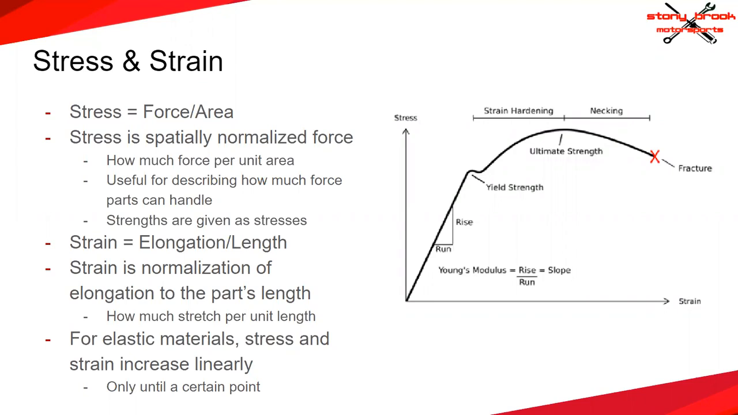Similarly, you also have something called strain, which is the amount of elongation relative to the length. Kind of similar to stress, strain is also a normalization, in this case of elongation to the part's length. Essentially it tells you how much stretch there is per unit length. It's a lot different if you have a 20-foot piece of something that stretches only a millimeter, whereas it's a lot different if you have a centimeter thing which stretches a millimeter.